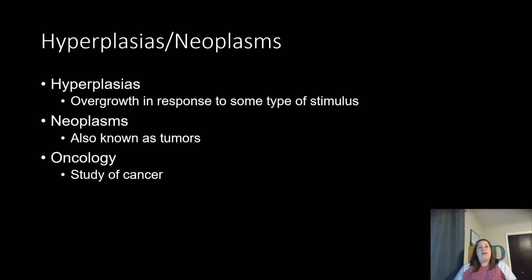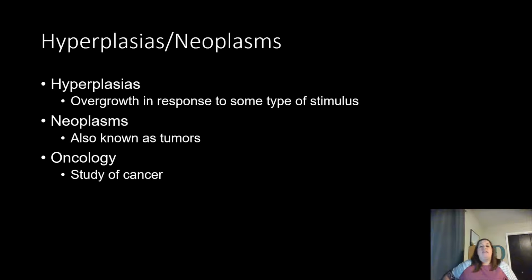The next classification we have are the hyperplasias and the neoplasms. This is where we're looking at growth, and growth that's not normal growth, okay, of our cells. So hyperplasias are an overgrowth in response to some type of stimulus. Sometimes a hyperplasia could be due to the fact that the organ is stimulated too much and growing takes place. You might have heard of individuals who ended up having an enlarged heart. Their heart is working so hard that it starts to get larger. This doesn't make it more efficient and better at its job. It actually causes more problems, but it is getting larger.